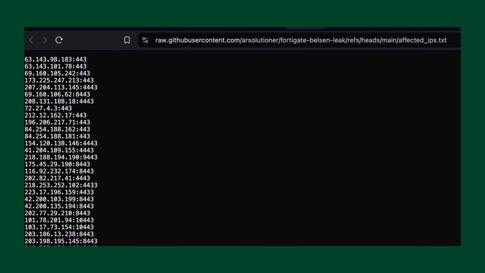There's a list of IP addresses of all of those devices that were affected. I'm going to include a link to that source so you can check if one of those IP addresses belongs to your organization. And if it does, I highly, highly recommend that you start performing threat hunting exercises.